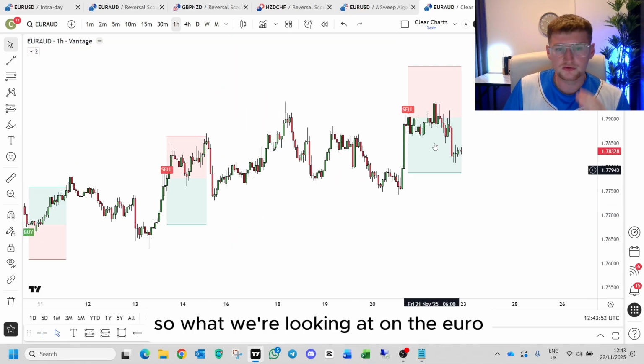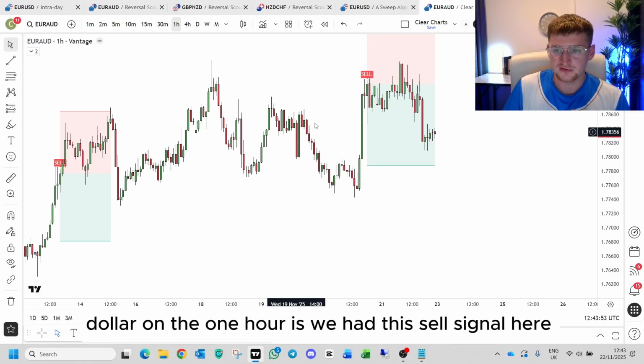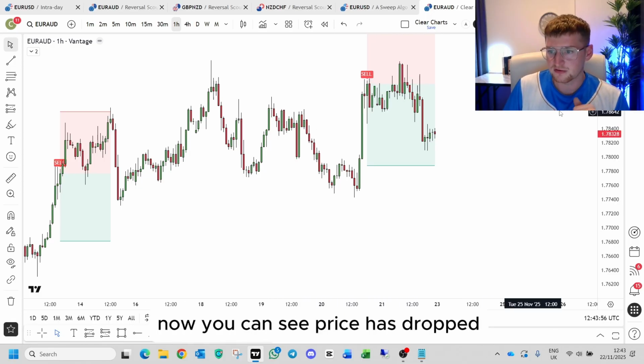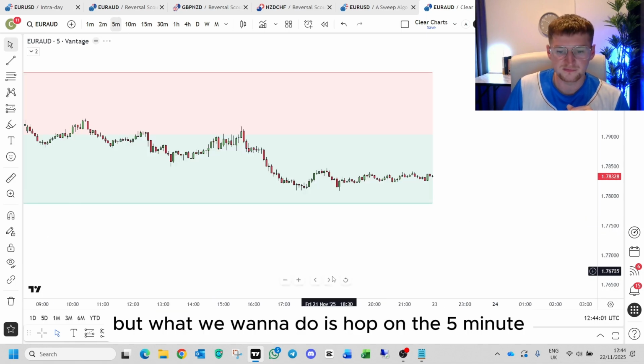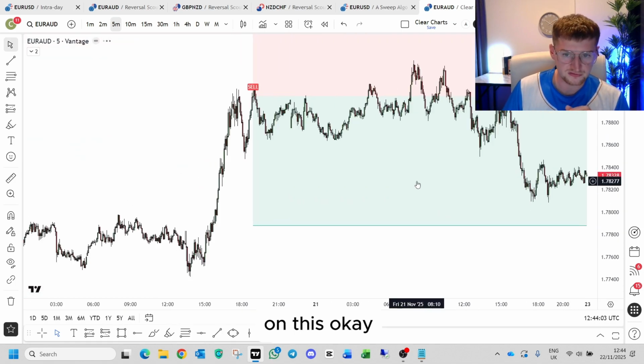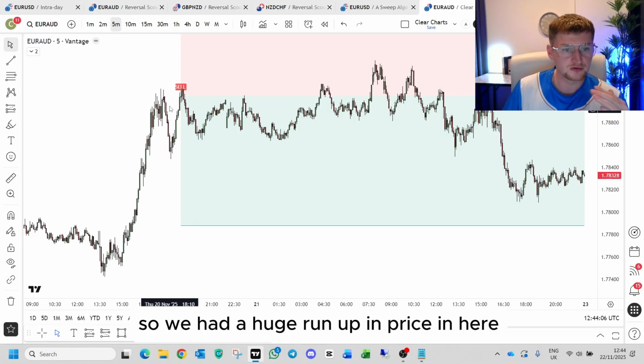So what we're looking at on the Euro Dollar on the 1 hour is we had this sell signal here. And now you can see price has dropped nicely in profit for the signal. But what we want to do is hop on the 5 minute and check out the SMC entries on this. Okay, so we had a huge run up in price.